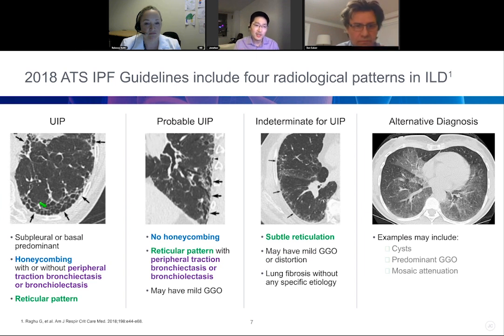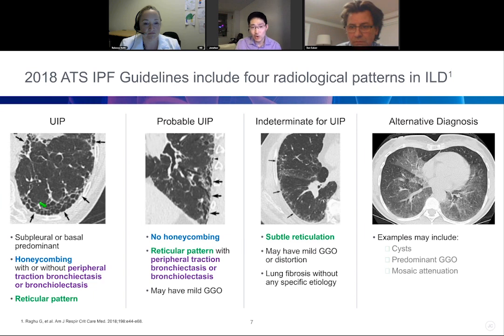Maybe a little bit contentious there, but I think that there is still a high pretest probability of getting a UIP pattern on pathology if you come into that case with a high pretest probability of IPF before that CT scan. Our data suggests in patients who are over 60 who have a probable UIP pattern on CT, over 90% of the time, you're going to get UIP on pathology. So again, very, very high likelihood to have UIP in older patients.